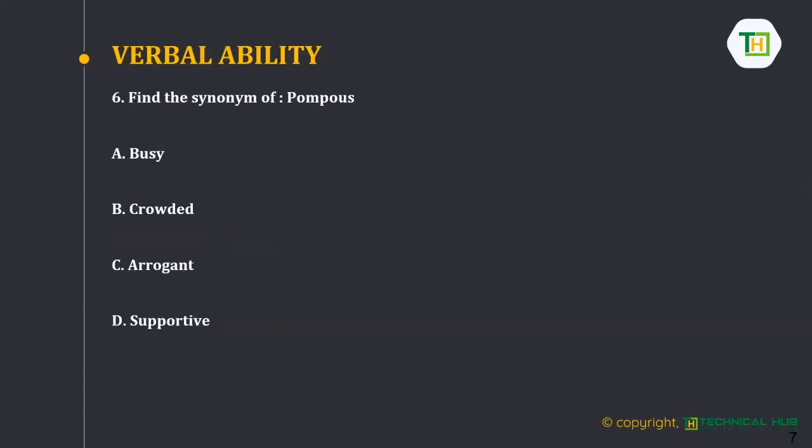Find the synonym of pompous. So, what is the meaning of pompous? Pompous means the one who beats his own drum. That means the one who is boasting about himself is called pompous. Pompous means self-important, the one who gives more importance to self. That means, I am great, I did these many things, and I did those many things. And there are some other words I'm writing here.